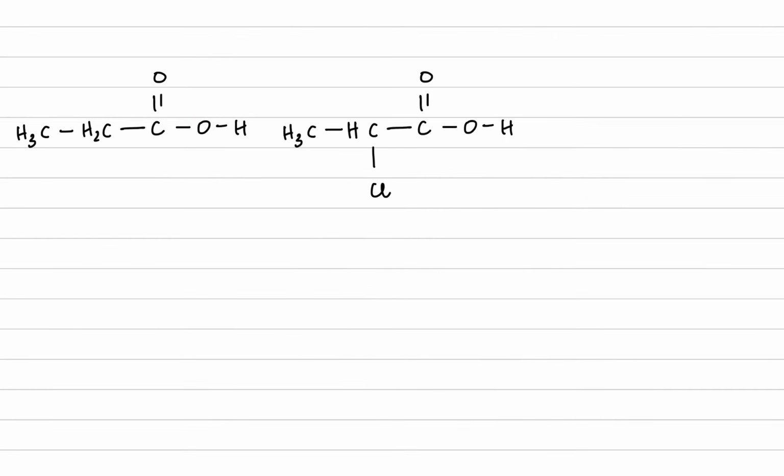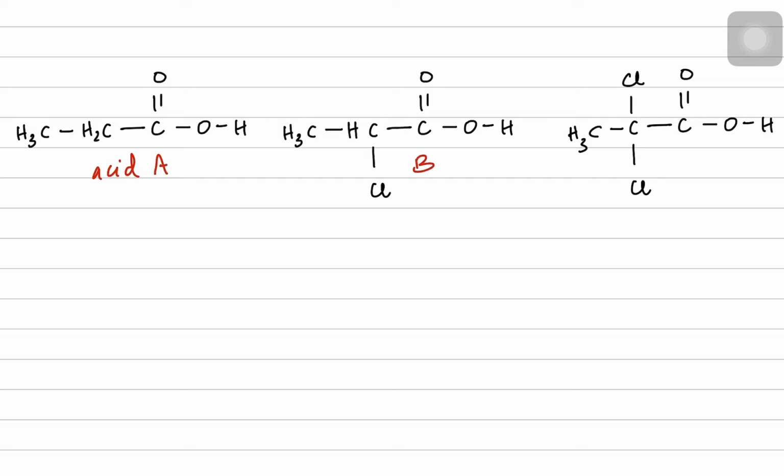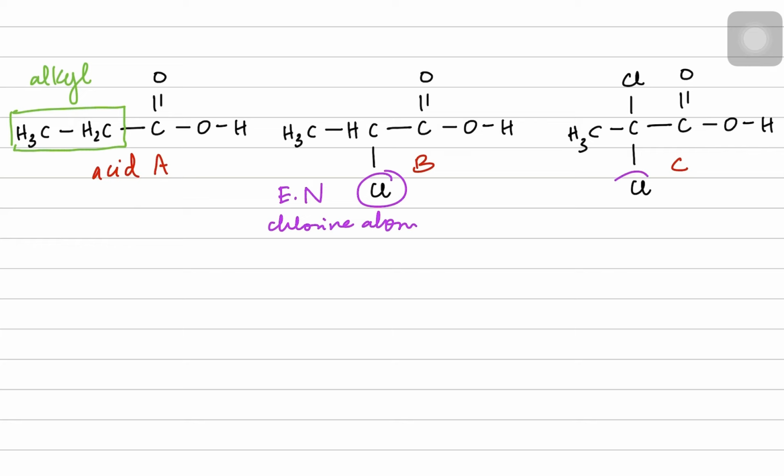Now I want you to look at these three carboxylic acid molecules. On the left hand side, you can see that there's an acid molecule A, then B, and then C. How are they different? You can see that on the acid molecule A, there's an alkyl group which is ethyl group. In acid molecule B, you can see there's an electronegative chlorine atom attached on the second carbon. And then you can see in the acid molecule C, there are two chlorine atoms attached on the second carbon from the carboxylic group.